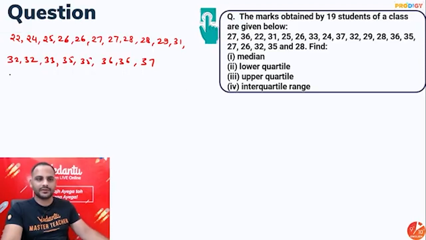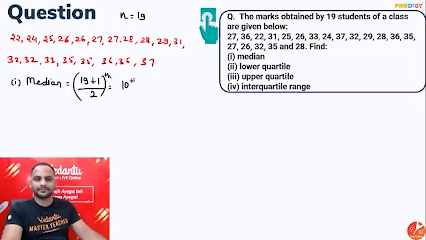Now let's start with the first one. Median: since the total number of observations is 19, median will be (19 plus 1) divided by 2. That means 20 by 2, or the 10th term. Median will be the 10th term. Counted 1, 2, 3, 4, 5, 6, 7, 8, 9, and this is the 10th term. So that will be 29.